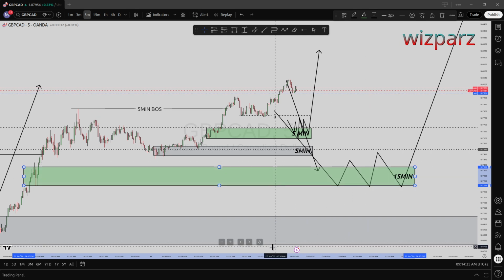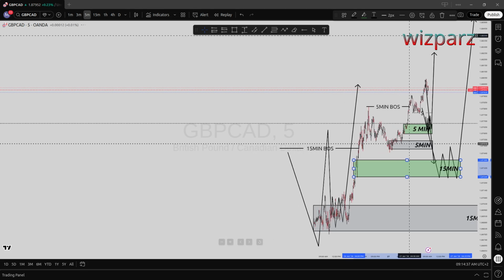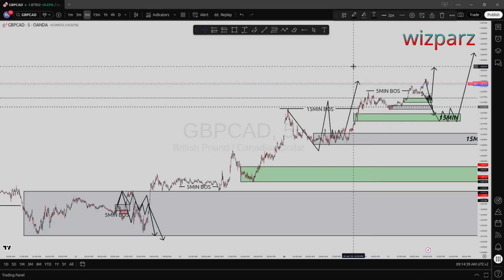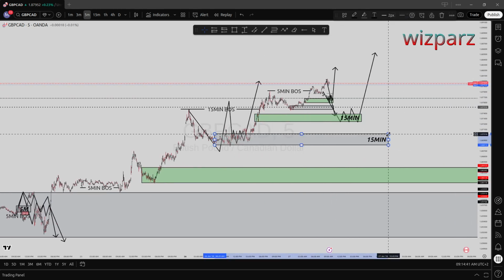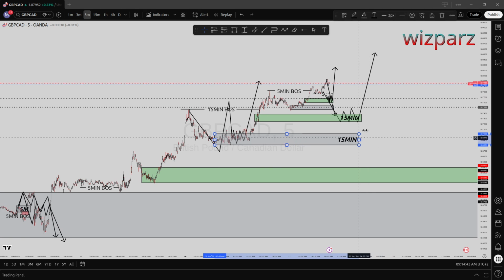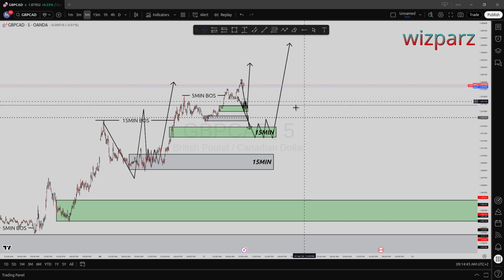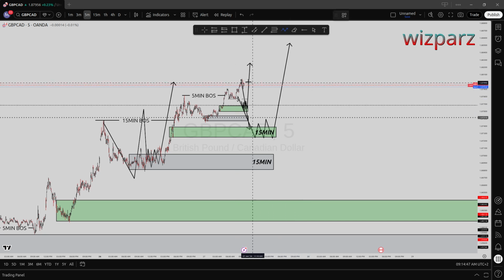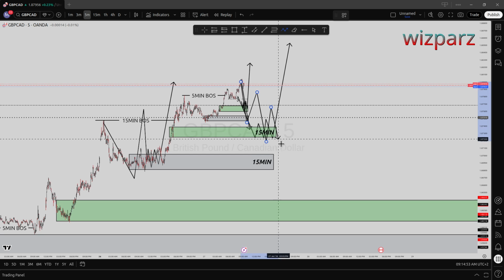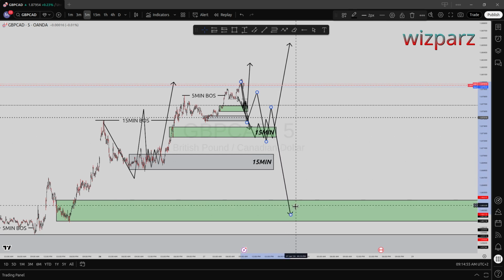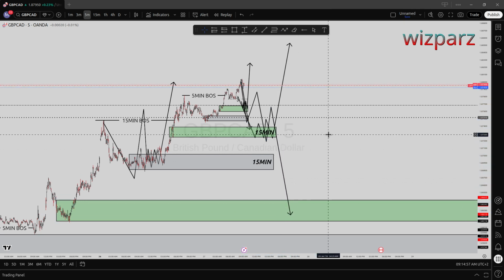There is no short here. I am not seeing a short here unless we broke this 15-minute zone, or we start to see aggressive pullback like this. That's where we are going to look for long, targeting price to move to this demand area.